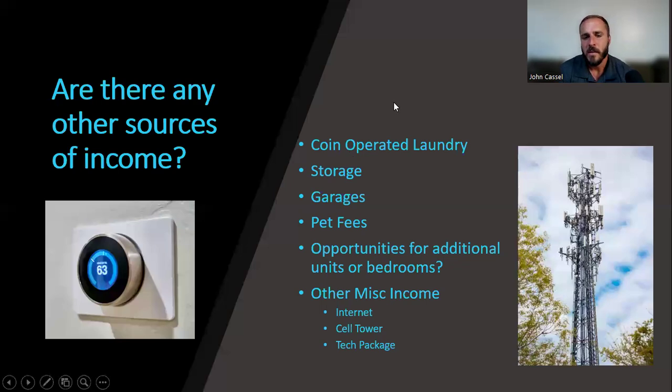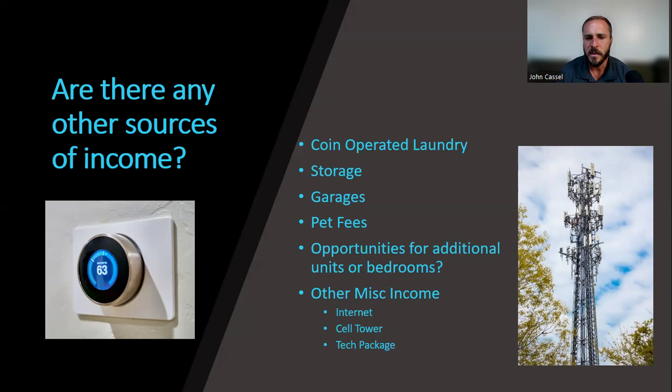Other than rents, there are other sources of income that you can have. Coin operated laundry is a big one. If you can't put laundry in the units, and you have a little room where you can put a couple of laundry units, you can have those either coin operated, or nowadays they have ones that you can just swipe with a credit card. You can get additional income there. I already mentioned storage. That's always a great and popular one. Garages. If you've got garages where they can store their car, that's a good one. Pet fees, I had already mentioned.